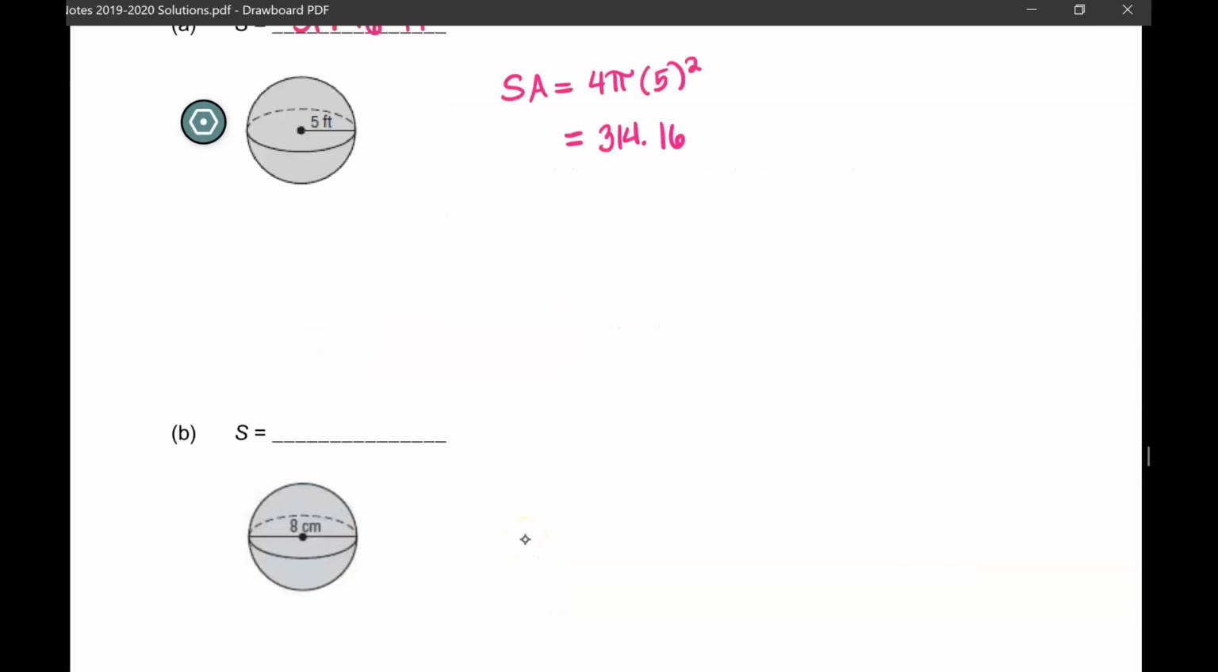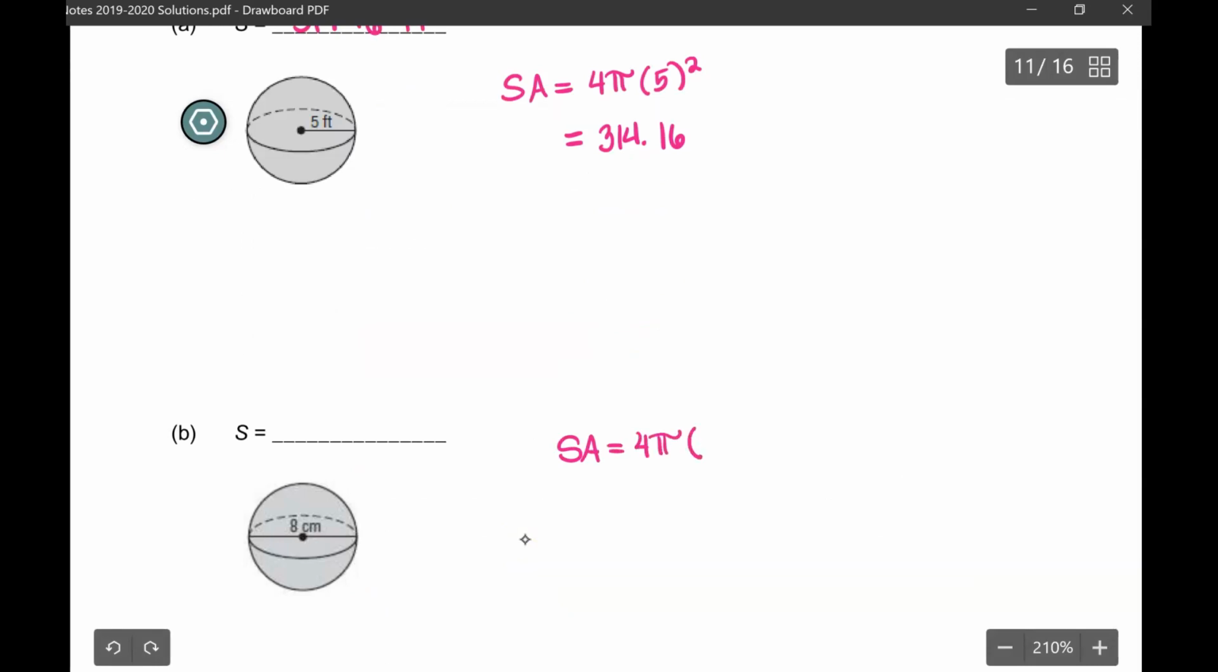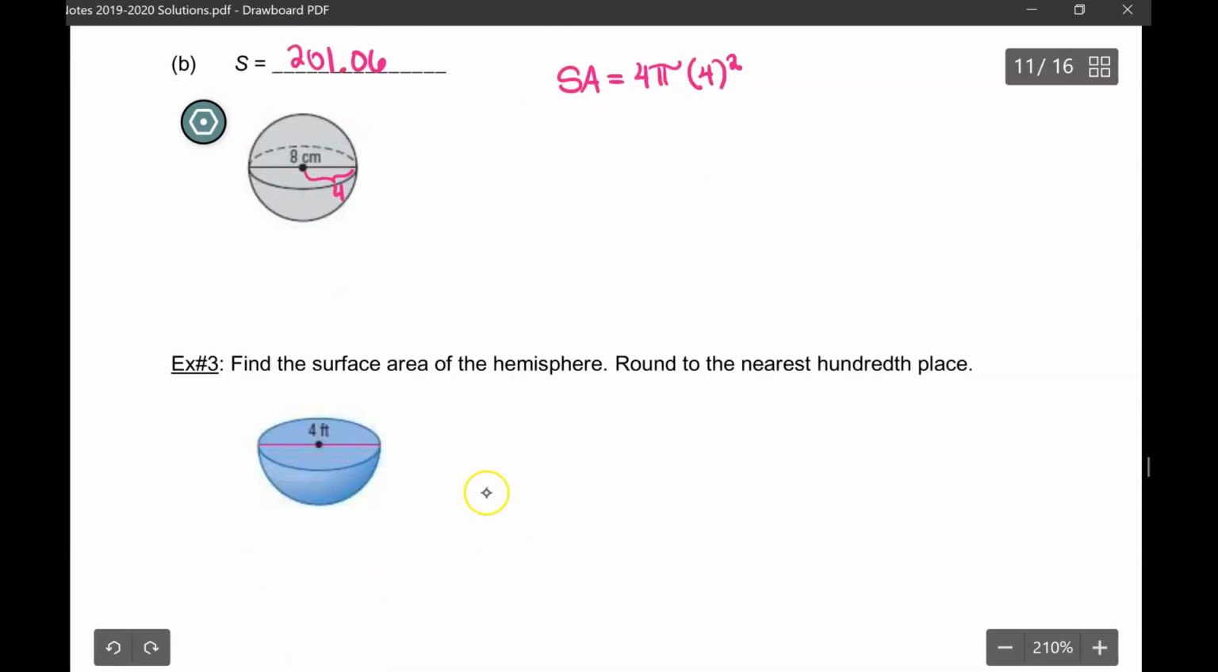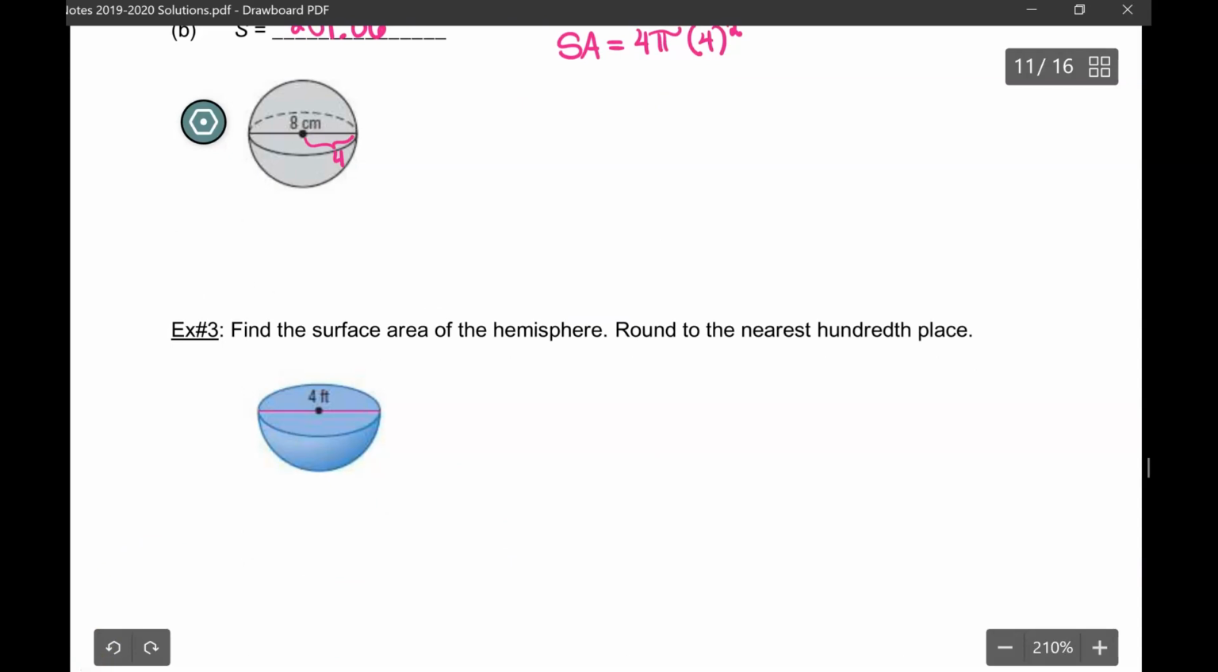Next one, we want surface area here, 4 pi r squared. If this is 8 all the way across, the radius is going to be 4. So 4 squared is 16, times 4 is 64. 64 pi is 201.06. Okay, then we have example 3.